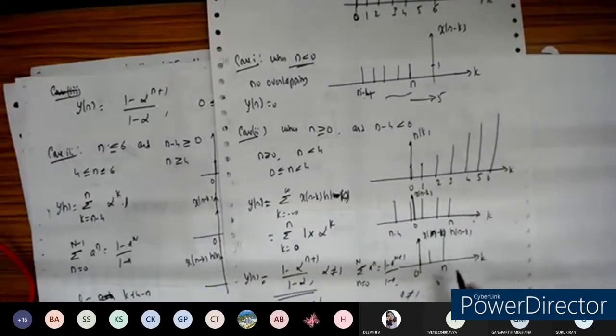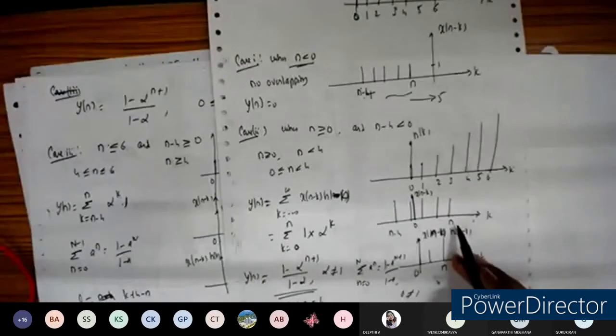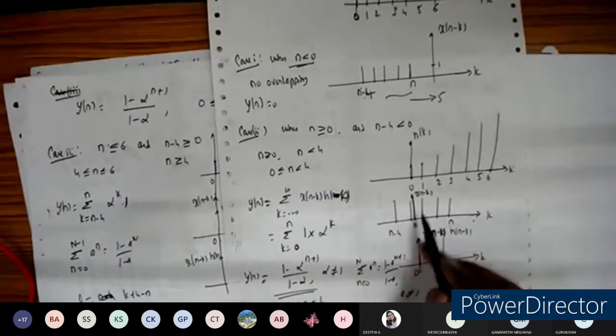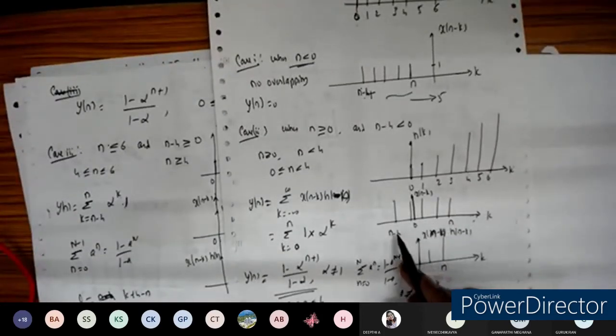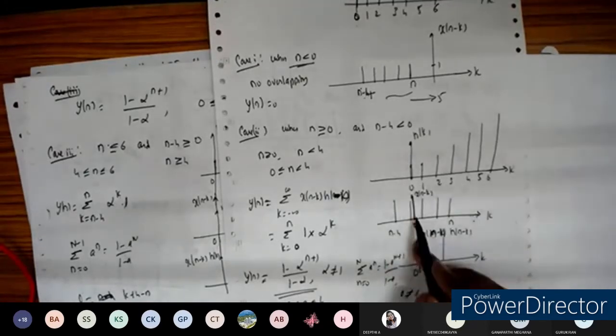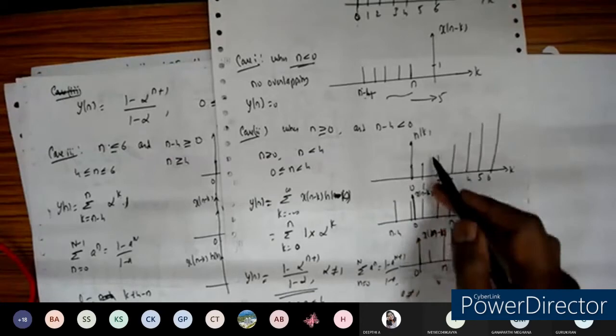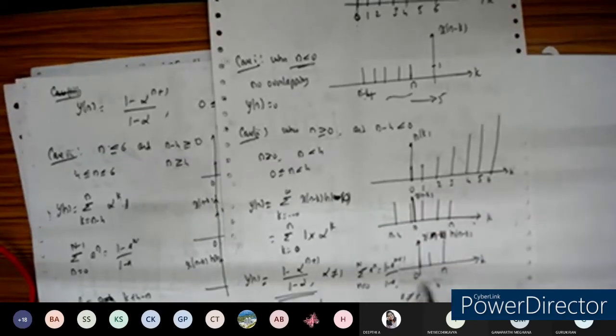Okay, no problem. So from 0 up to n, there is an overlapping of the waveform. So I'm going to take the condition n is greater than or equal to 0, and n minus 4 is less than 0. It is not going to overlap with the 0. So in that case, when we take the product of this one, from 0 to n, there is an overlapping of the sequences here.